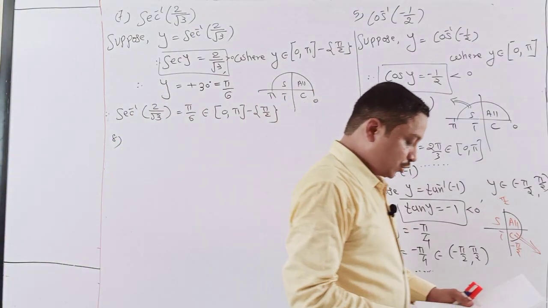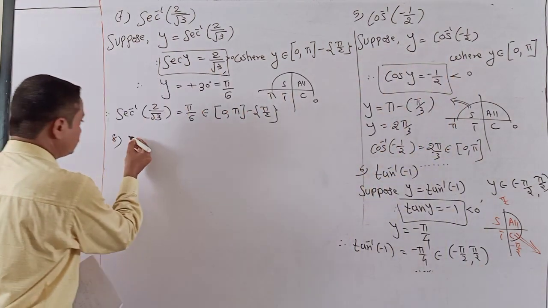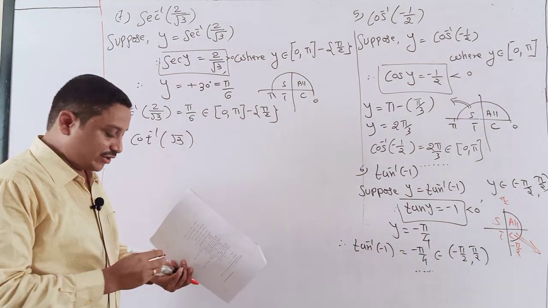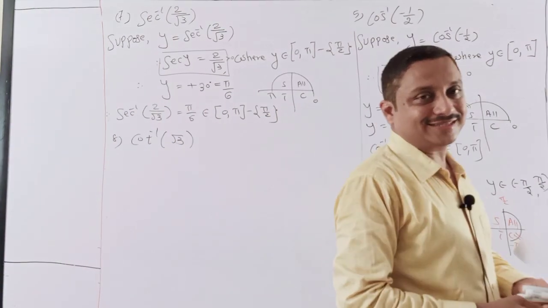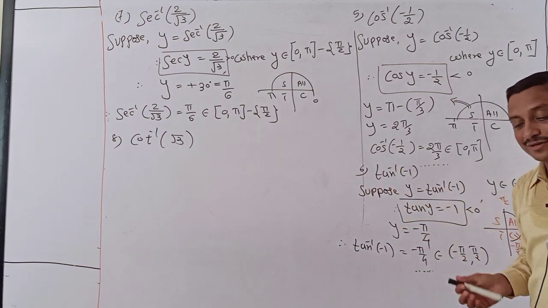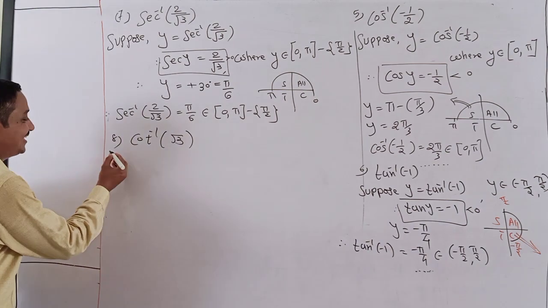Next, question number 8. Cot inverse root 3. That also you know. When cot is root 3, yes, it is 30 degrees, because tan 30 is 1 by root 3 and cot is its reciprocal. So the answer is 30. But let me go method-wise again.